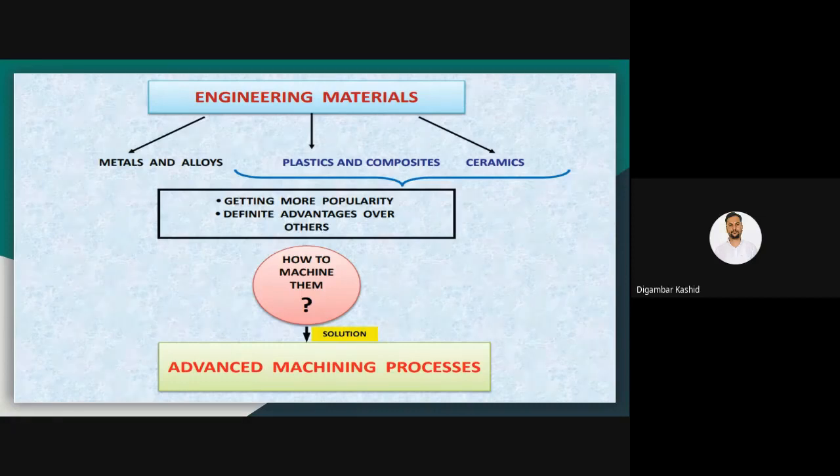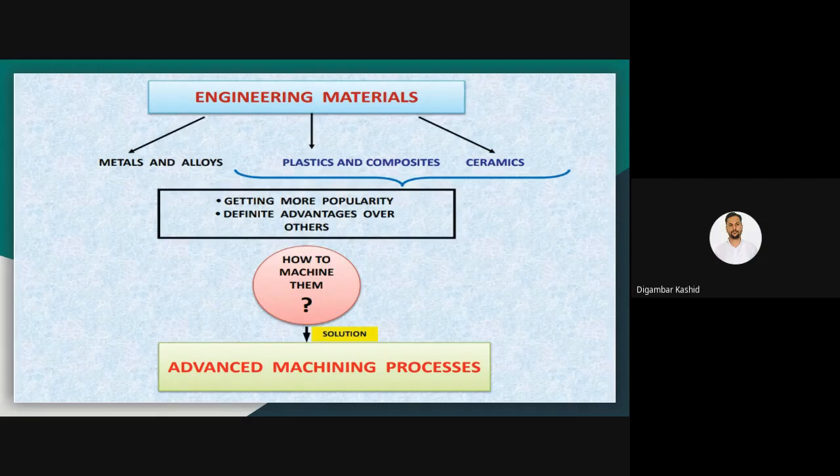So this was one of the reasons that researchers in the field of manufacturing started thinking. I will repeat: if your workpiece material is harder than your tool material, then how to machine that workpiece material? That question will arise. So this may be one of the reasons that researchers in the field of manufacturing started thinking to evolve a new type of machining process.